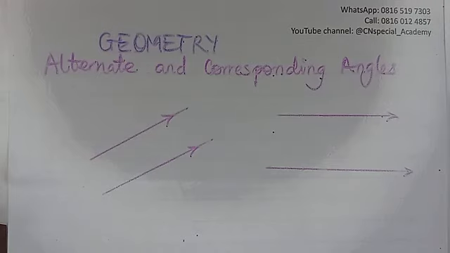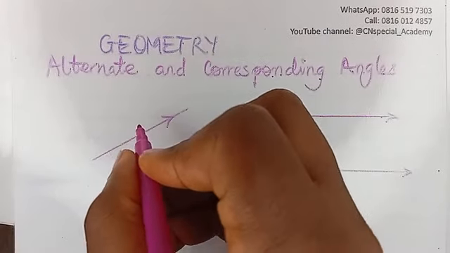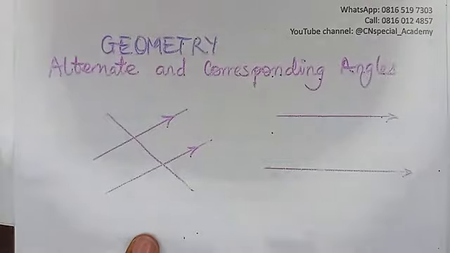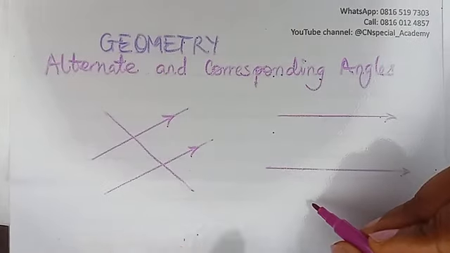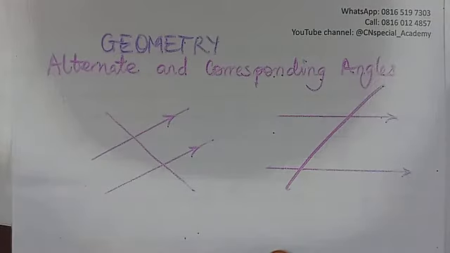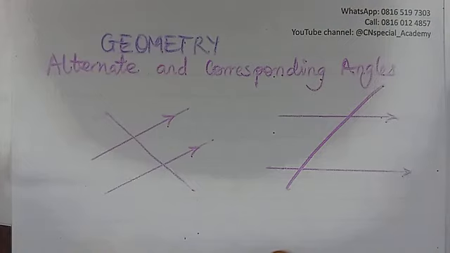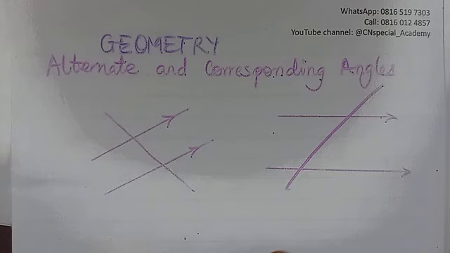Then talking about their transversals. A transversal is a line that cuts across parallel lines. So let's have this straight line coming this way. So this is a transversal. Let's also have this. So this is a transversal. A transversal is a line that cuts across parallel lines. Okay, so having known this, let's talk about alternate angles.